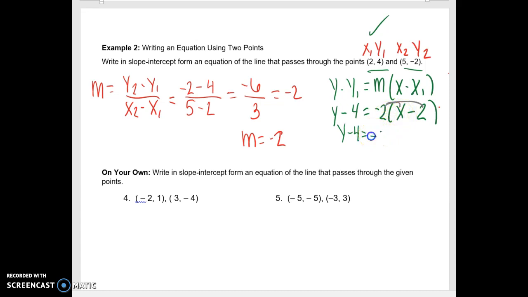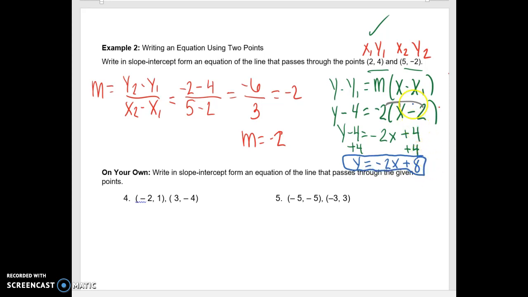Distribute my -2 because I wanted slope-intercept form. So -2 times x is a -2x. -2 times -2 is a +4. Add 4 to both sides. And you are left with, oops, I'm going to put that in a different color, y equals -2x plus 8. So that is your final answer. That is in slope-intercept form.